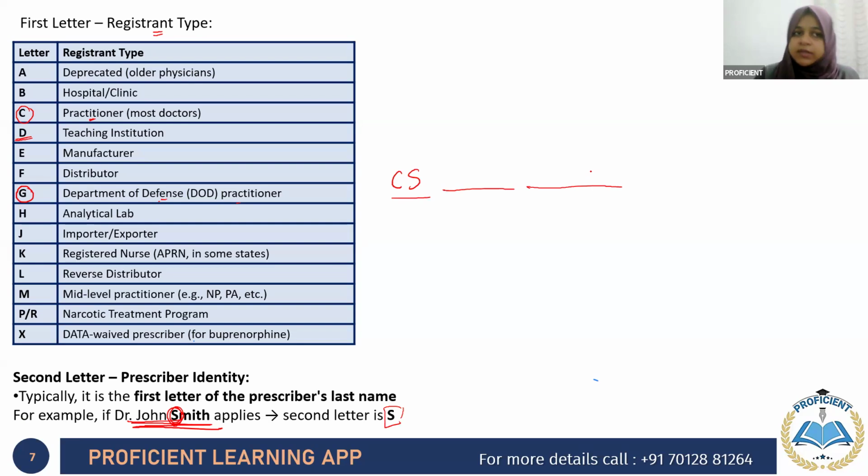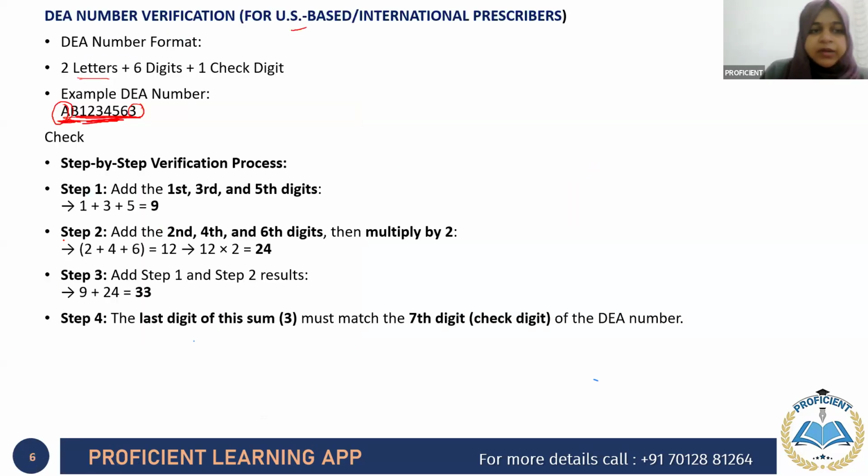Then it will be followed by seven different digits. Clear? Now, how to confirm whether it is right or not? You have the first two letters. The name of the prescriber will be given, so you can check whether the last name's first letter is the same.